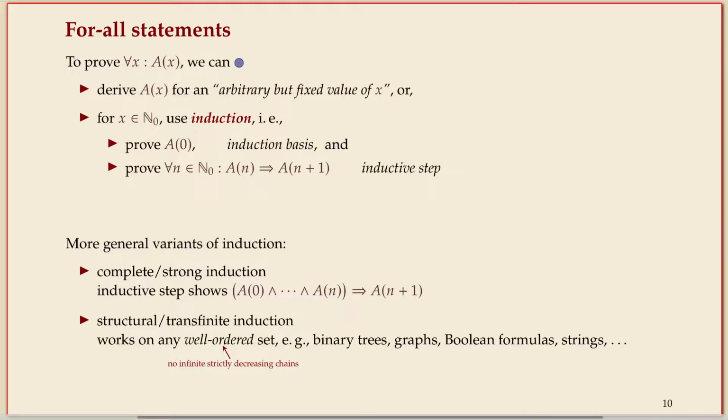So we're talking about for all statements. These are the tricky ones. For all x, A of x. And now I'm thinking of x not being any real number, but something discrete. So the easiest case is natural numbers. So the statement here has to say something about natural numbers.